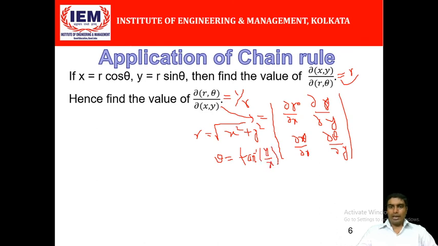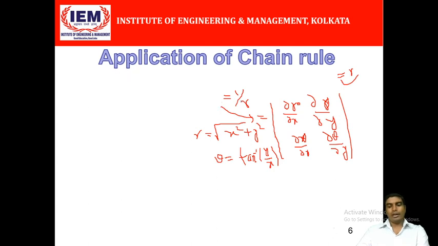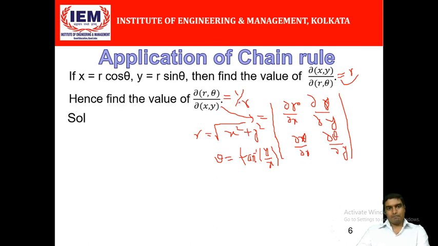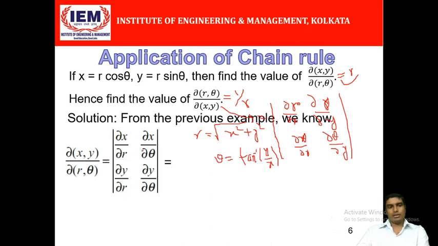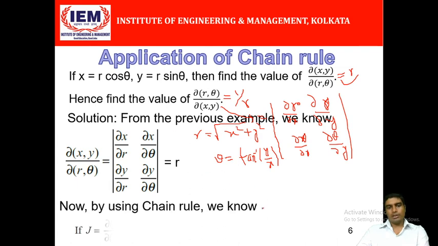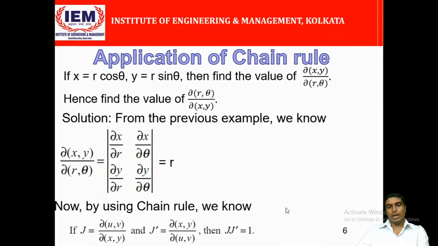But as we already know this value is equal to r from the last example, and from the chain rule I can say that this value is equal to 1 by r. By the previous equation I know this is equal to r. So by using that chain rule we know that J and J dash product is equal to 1.